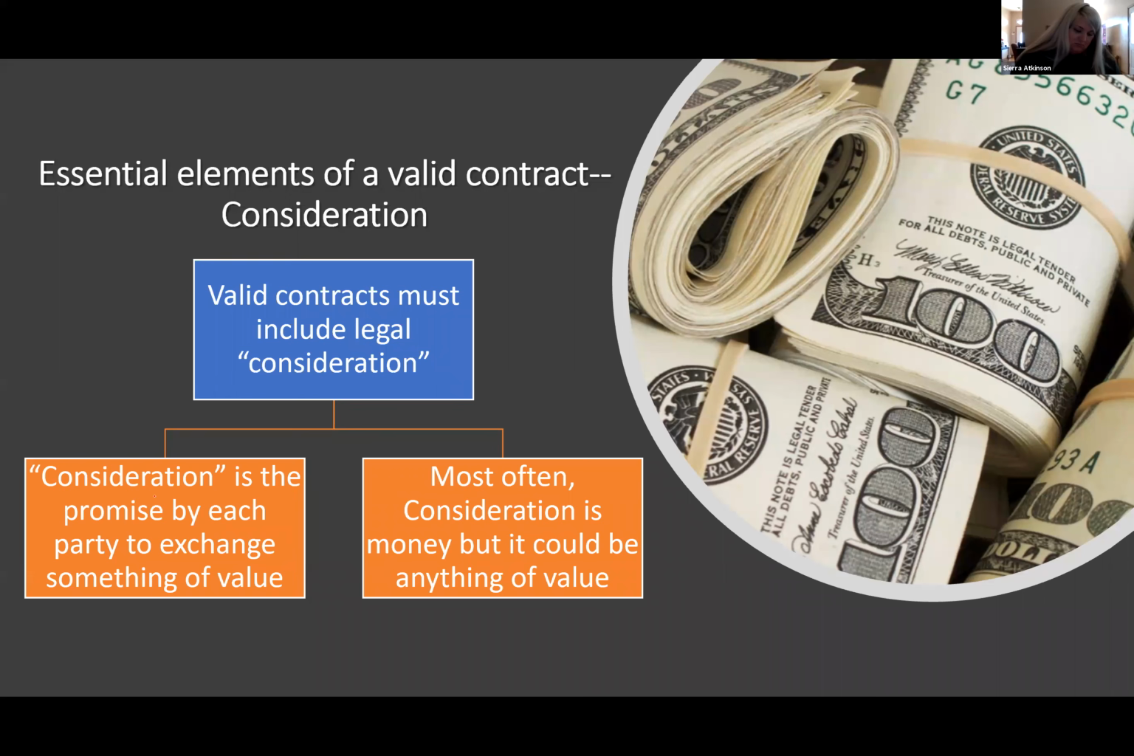But there's a reason that money's in this picture, and it's the reason I wanted a picture of money in here, because in contracts, consideration is almost always monetary. Consideration is the promise of the exchange of value. In North Carolina, folks, you cannot have a valid contract unless there is the promise that something of value will be exchanged between the two parties.